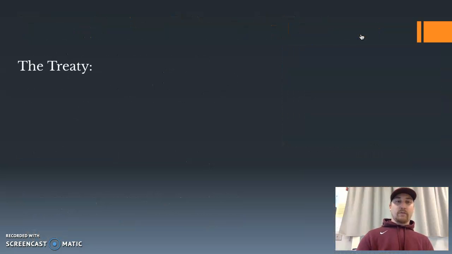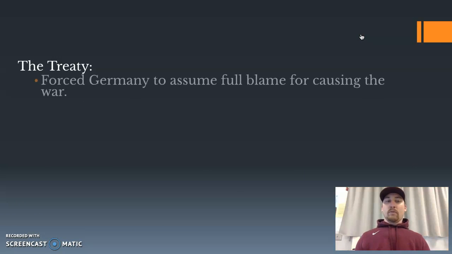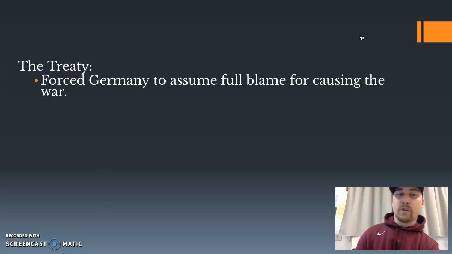Now the treaty itself, okay, what did it do? Well, it forced Germany to assume full blame for causing the war. This was something that Germany did not take very lightly. In fact, a lot of Germans became resentful of the fact that they were given the full blame.